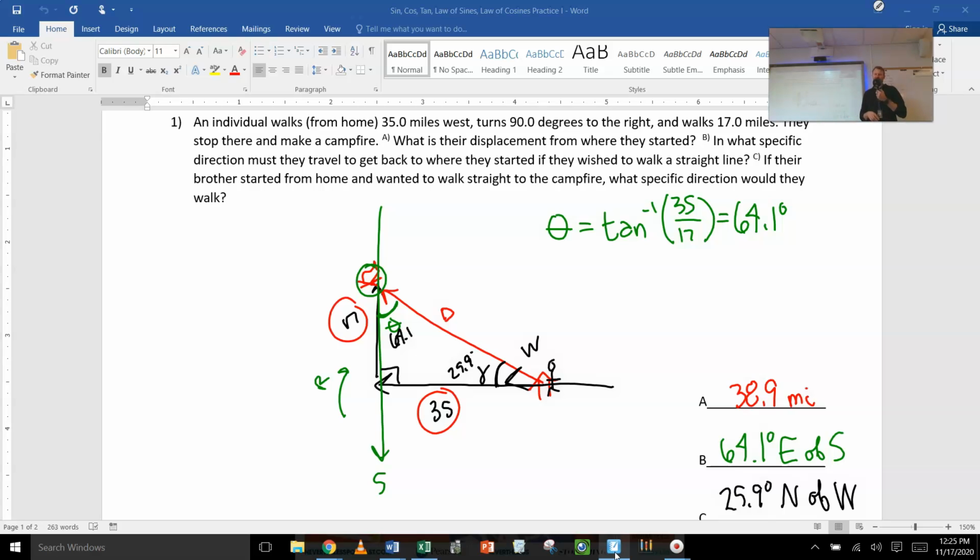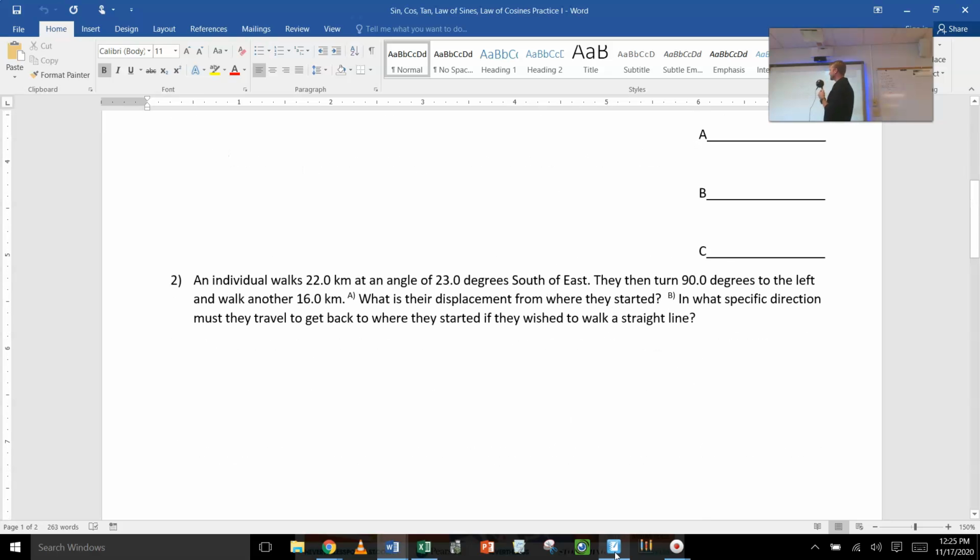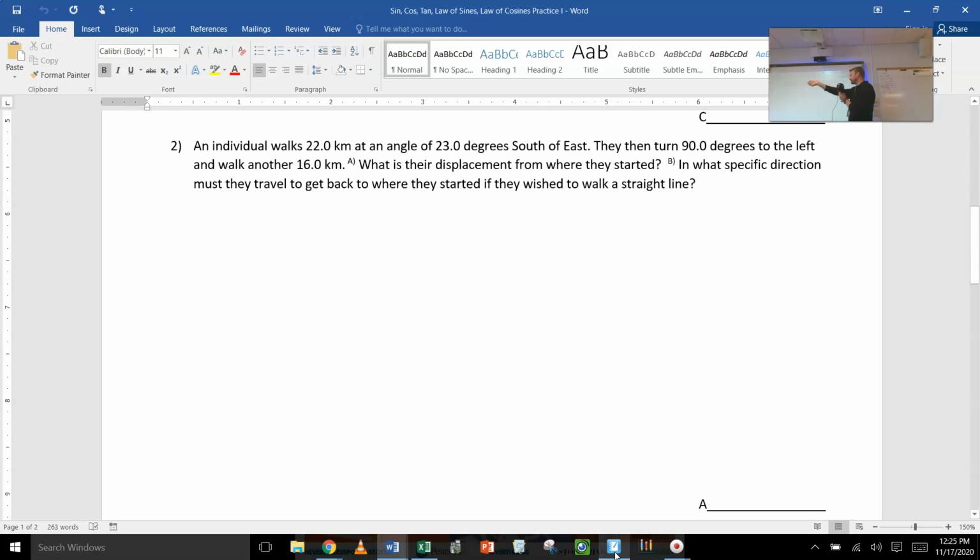So remember, getting those directions is super important. Understanding what is north of west versus west of north, which is why I gave you all those to begin with. And here we are putting them into practice. Let's go to the next question and see how we use those exact same steps to solve a little bit more complicated of a problem.